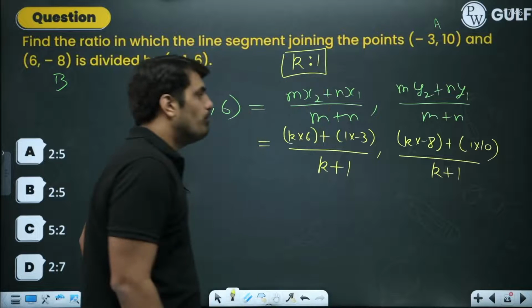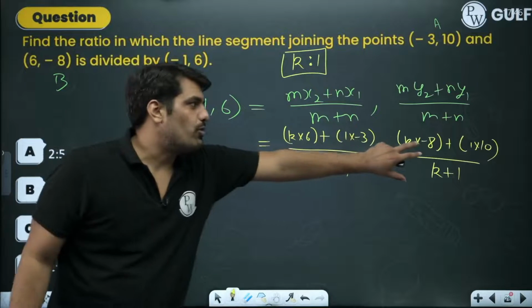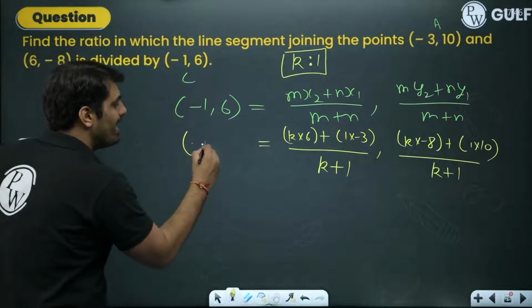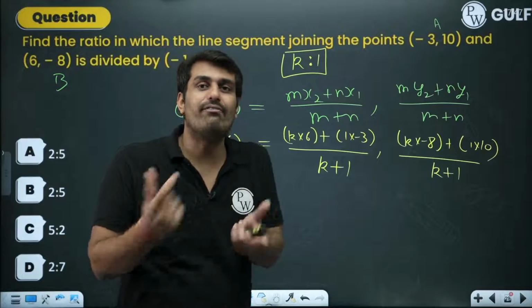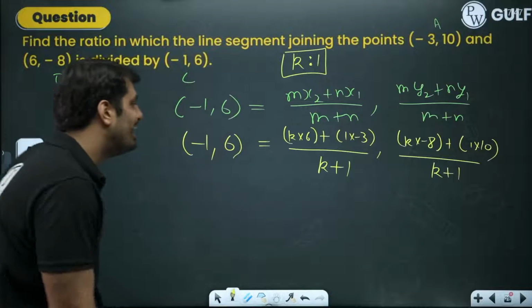Now, what we need to do? This is the x coordinate, this is the y coordinate. I have the x coordinate and y coordinate. X is minus 1, 6 is the y coordinate. I can equate x with x, y with y, and that is what I have to do. I'll equate x with x.